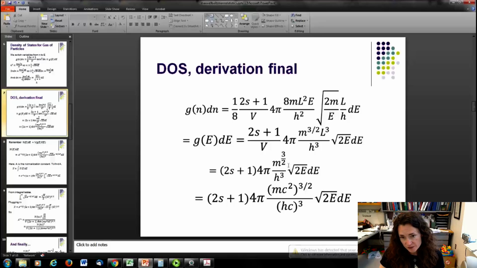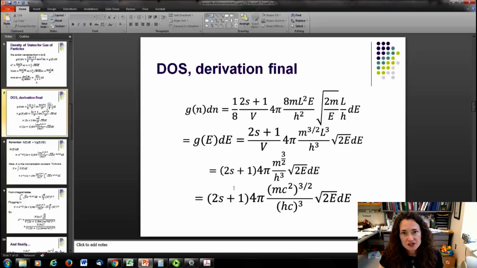For example, this will be important later in other derivations, but I have m to the 3/2, and then I have h here. So what I can do is plug in a c cubed on the top and the bottom, and then I get this expression (mc squared) to the 3/2 over hc cubed. That'll be relevant and handy later on, so that's why we did it here.